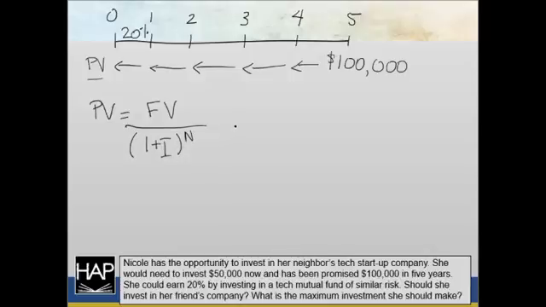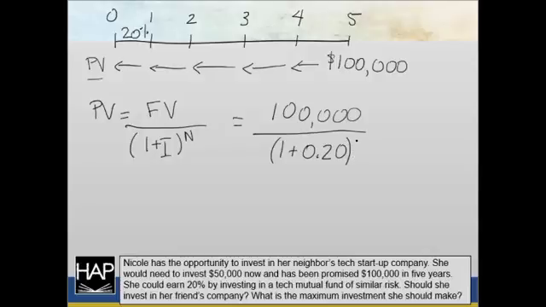If I enter the figures that I know in this formula, I get $100,000 over 1 plus the discount rate. I'm going to use 20% because it's the amount that I could earn in an investment of similar risk, to the power of 5 because I'm going to be getting this money back in 5 years. If I complete those calculations, I see that the present value is actually $40,188.